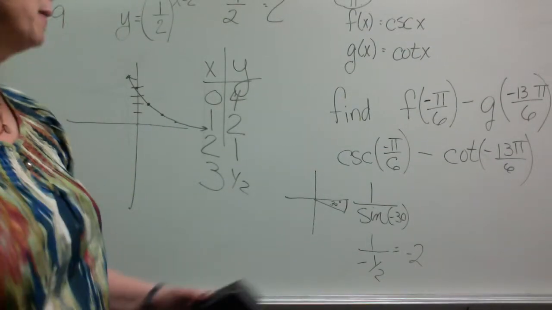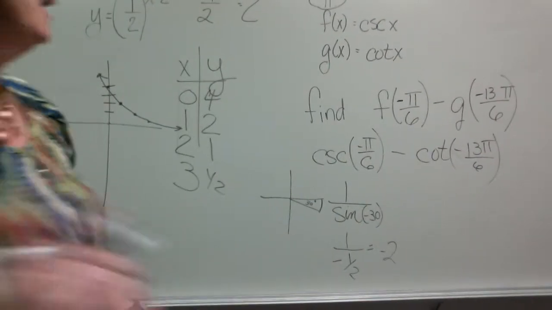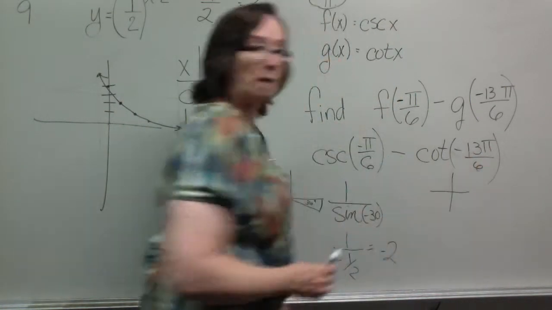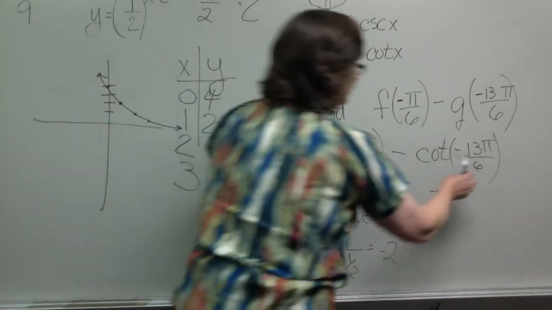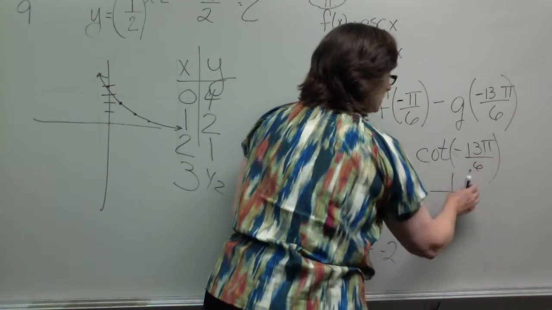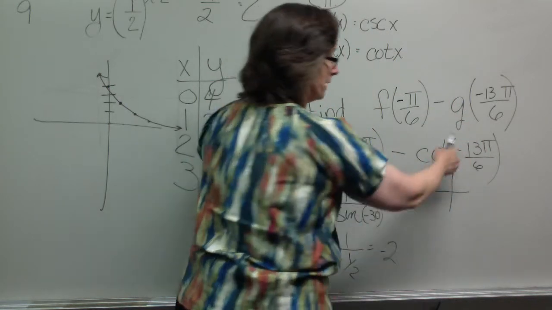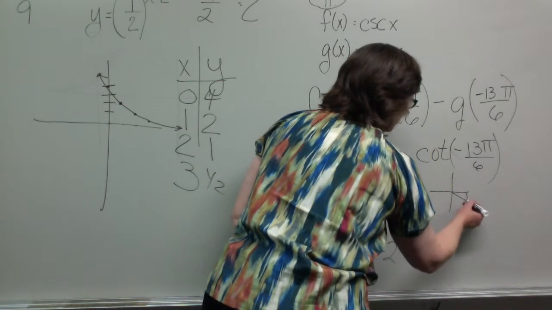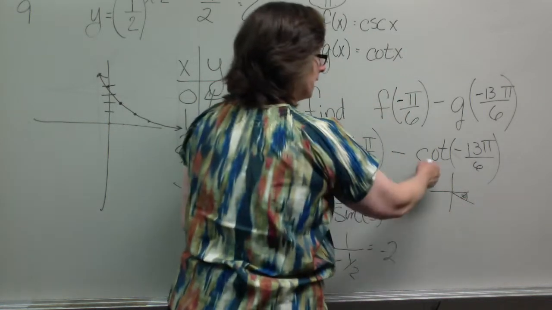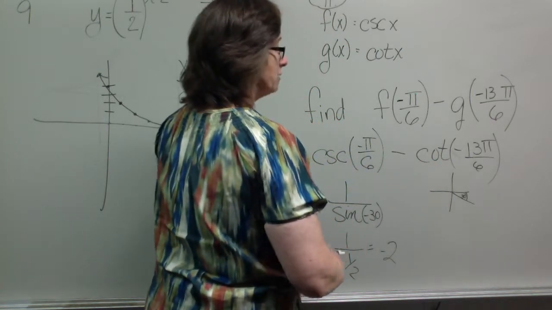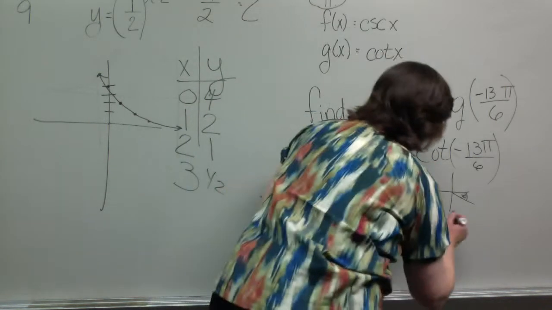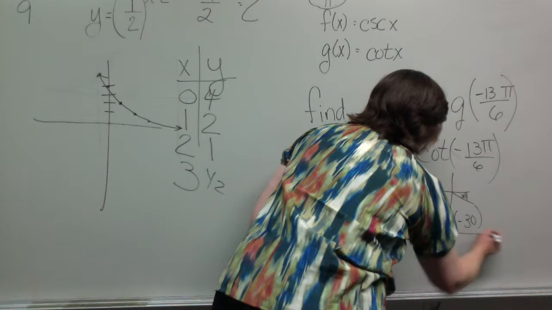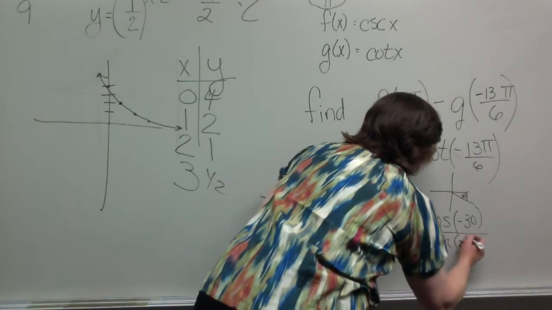Okay, so then I'm going to look over here at the other part, and when I go 13 pi over 6, remember 12 pi over 6 is one whole trip around. So when I take away the 12 pi over 6, it's just going to be 1 pi over 6, but it's negative. So 1 pi over 6 is going to be right there again, isn't it? 30 degrees down. But now I'm taking the cotangent, and the cotangent is going to be the cosine over the sine. So I'm going to have a cosine of a negative 30 over the sine of a negative 30.